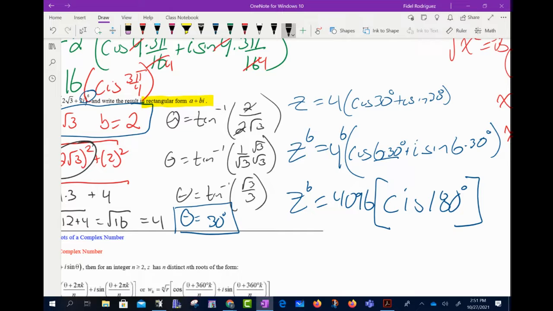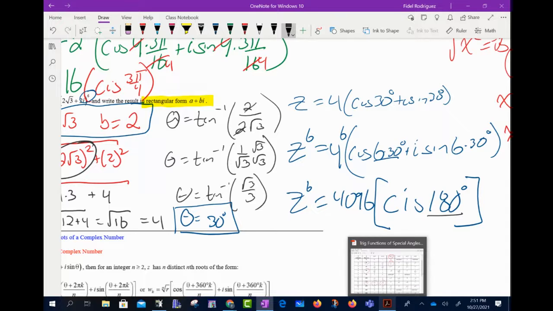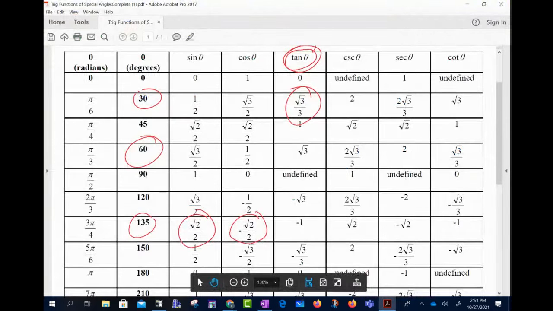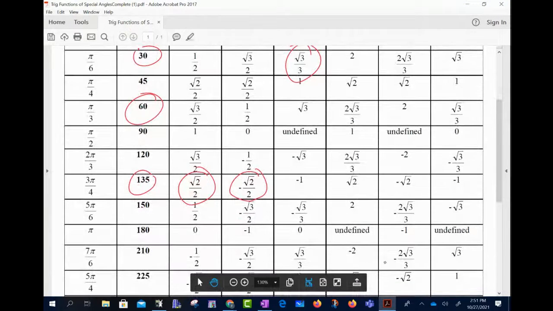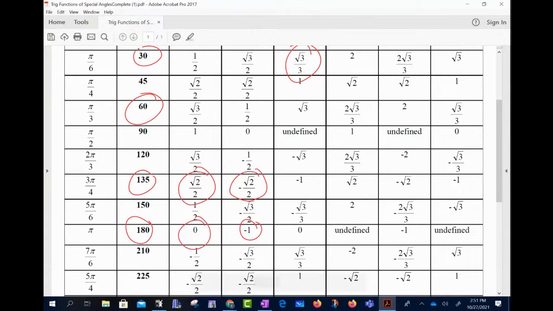So now we got to reverse it. Not a big deal. Look, what are we looking at? We're looking at the cosine of 180 and the sine of 180, right? Here's my chart. Where's 180? Right here. Here's the cosine, here's the sine. So the cosine is -1, the sine is 0.